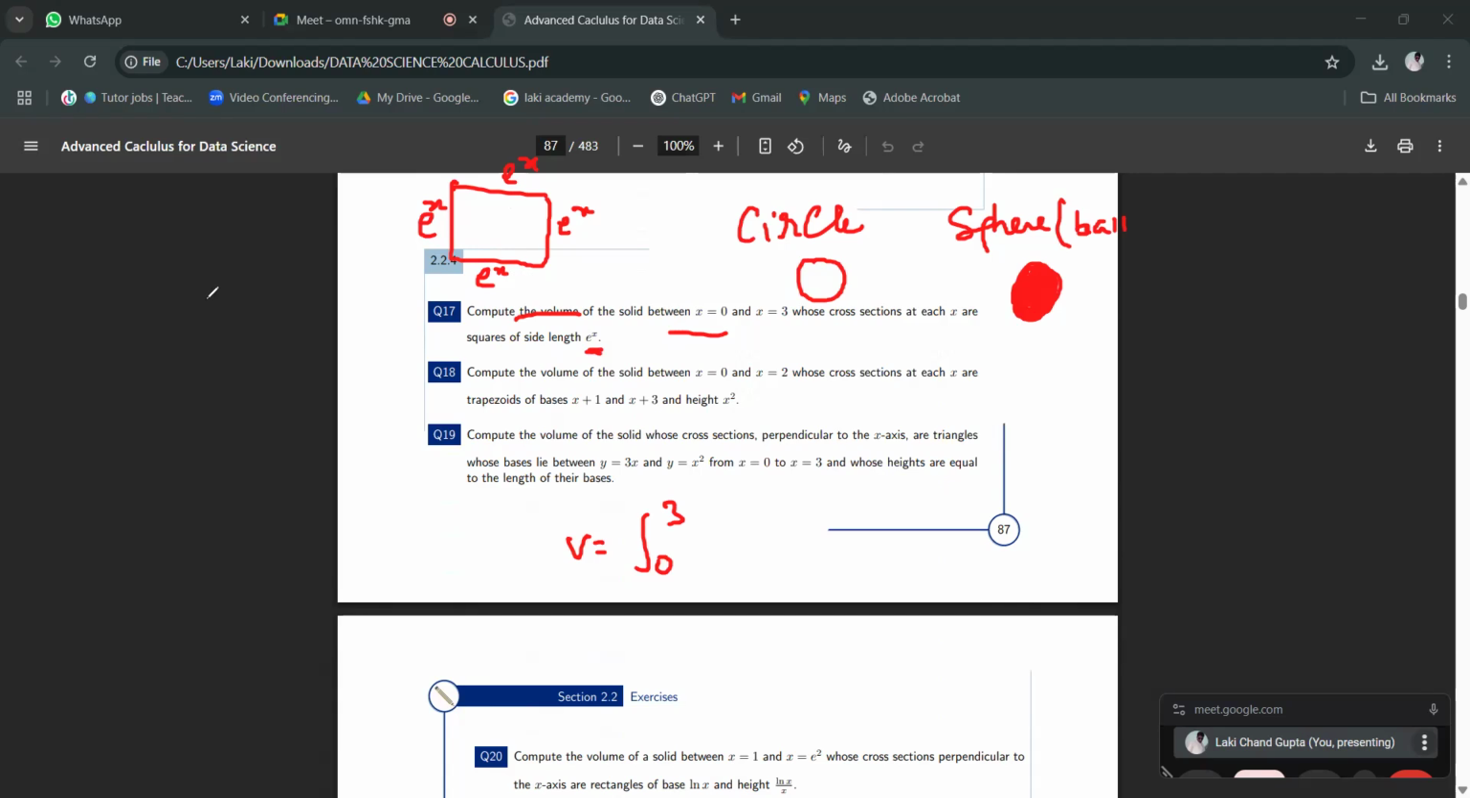First we find the area of the square. You know the area of a square is side squared. Here the side is e raised to x. You will get e raised to 2x, right? It means that we have to integrate e raised to 2x. E raised to x is not there, e raised to 2x is there. It means consider 2x equal to t. Substitution method we have to use.